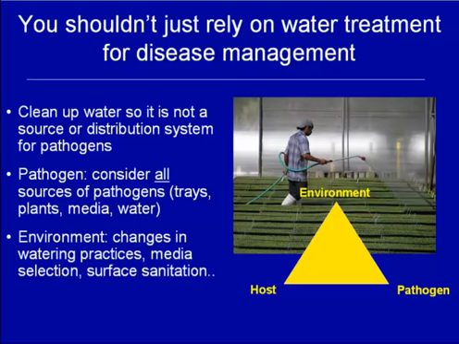And when we think about our disease triangle, we also need to think about the environment. We can clean up our water source with a sanitizer, but if we're over-irrigating, creating a really good environment for root rot pathogens, for example, then we can get Pythium infection even if we have a sanitizer in place.